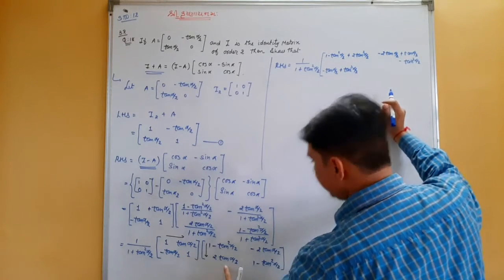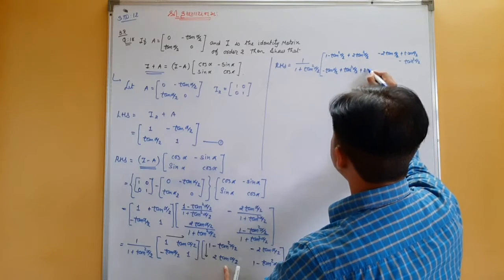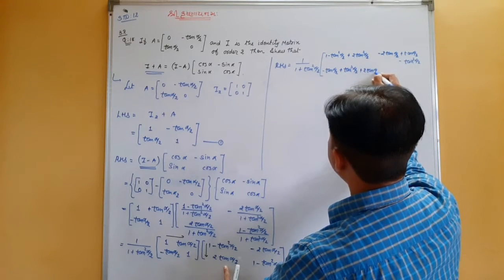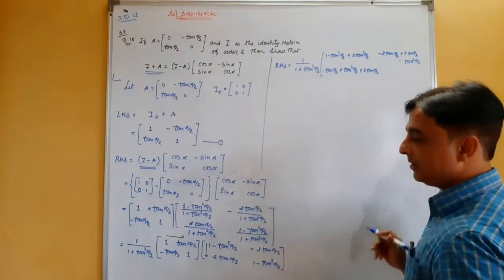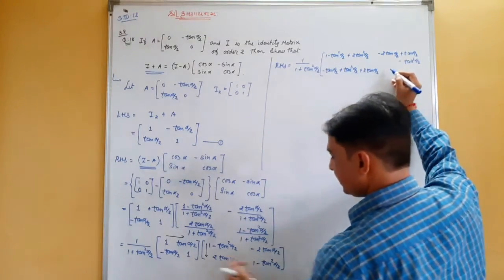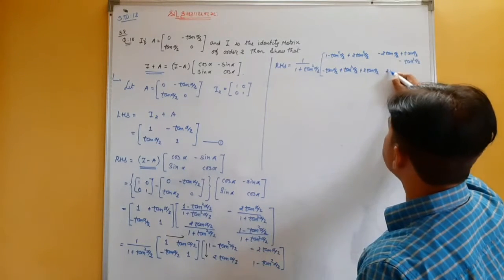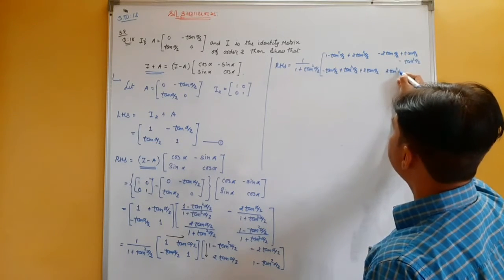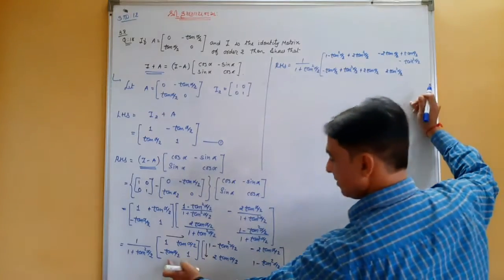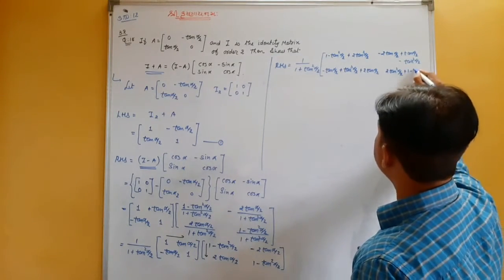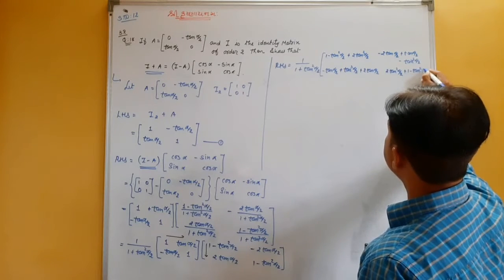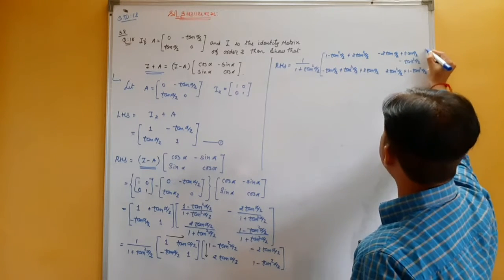Then 1 will multiply with this. So 2 tan alpha by 2. Now this multiply with second row column. So minus tan alpha by 2. So it is positive 2 tan square alpha by 2, minus minus plus. And 1 will multiply with this 1 minus tan square alpha by 2.